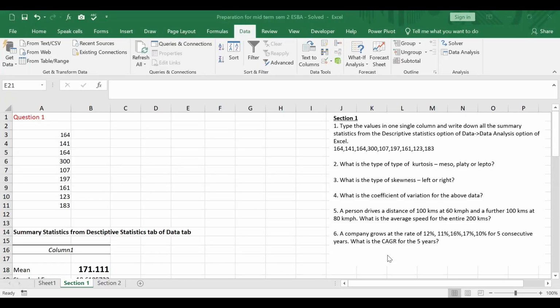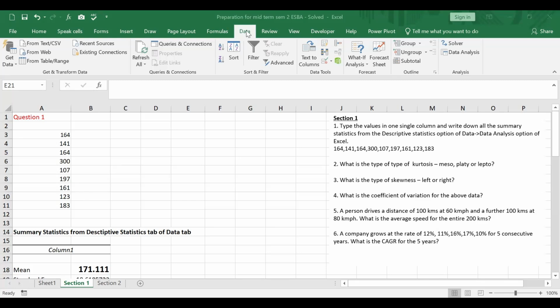Let us do some problems to prepare ourselves for the midterm examination. Question number 1, type the values in one single column. So this is the data, 164, 141, etc. So type this here. And it says use data analysis.